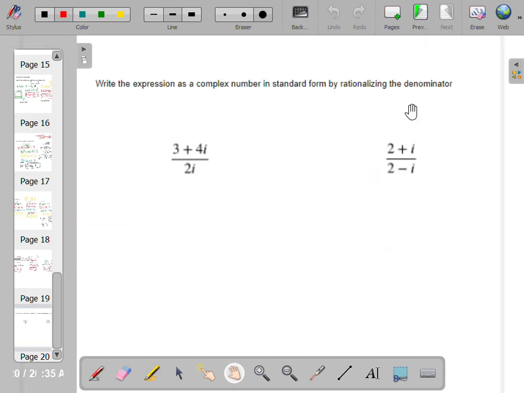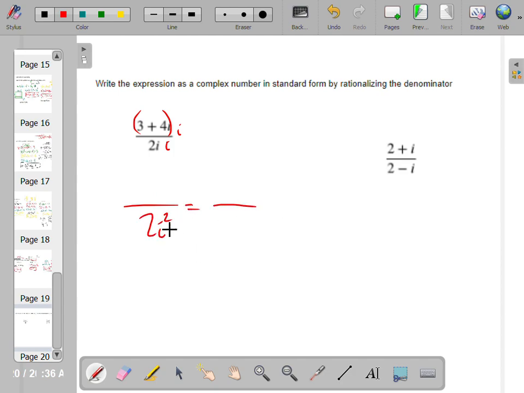Home stretch. Standard form means we cannot have an irrational number or an imaginary number in the denominator. We have to rationalize it. So give him a buddy. Multiply by i in the top and the bottom. The reason this helps you, in the bottom you have 2i squared, which is, i squared is negative 1 times 2, negative 2. In the top, you have to distribute 3i plus 4i squared. That is negative 4. So negative 4 plus 3i.